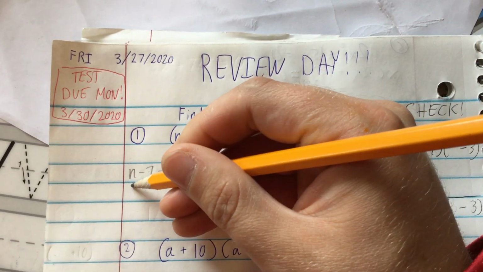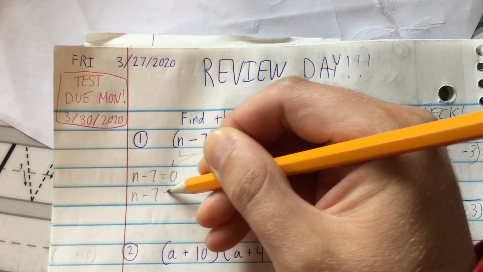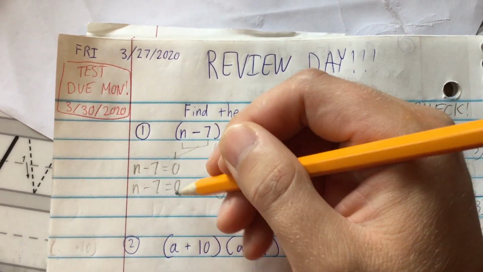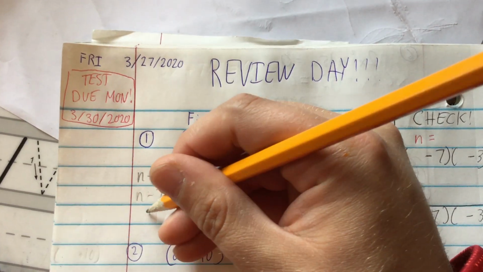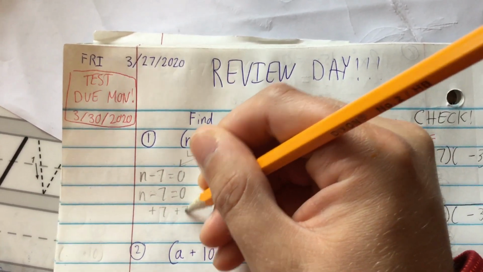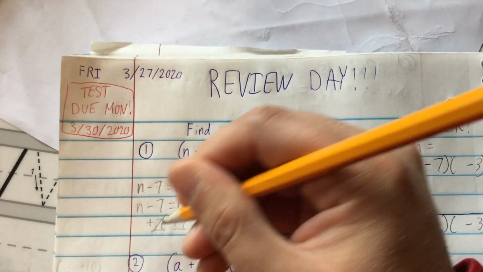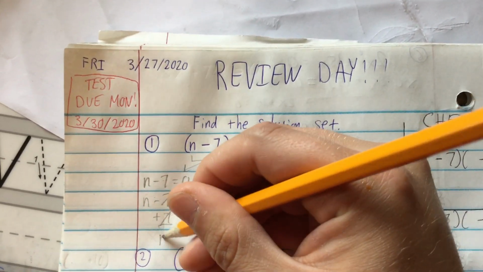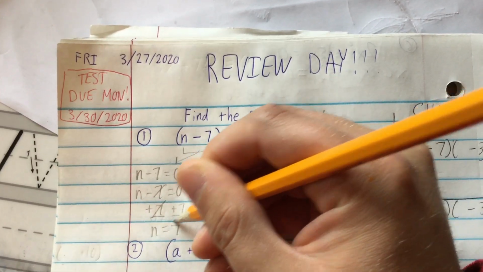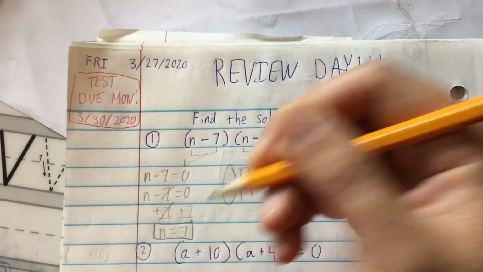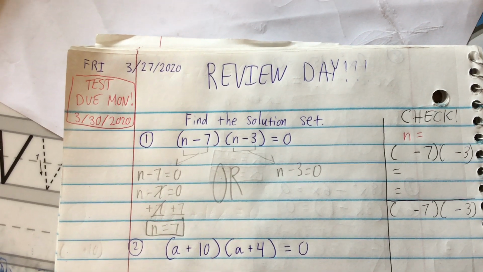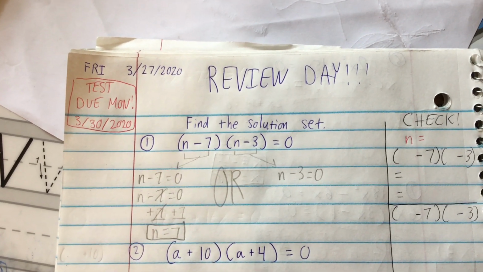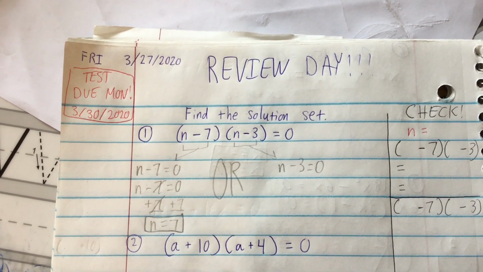Okay, so now I'm going to set n minus 7 equal to 0. How do I get n isolated? I'm going to add 7 to both sides. That cancels out, that cancels out. So n equals 7 is one of the solutions. Do I move on to problem number 2? No. It says find the solution set, not solve for the indicated variable. There are multiple solutions in the solution set.